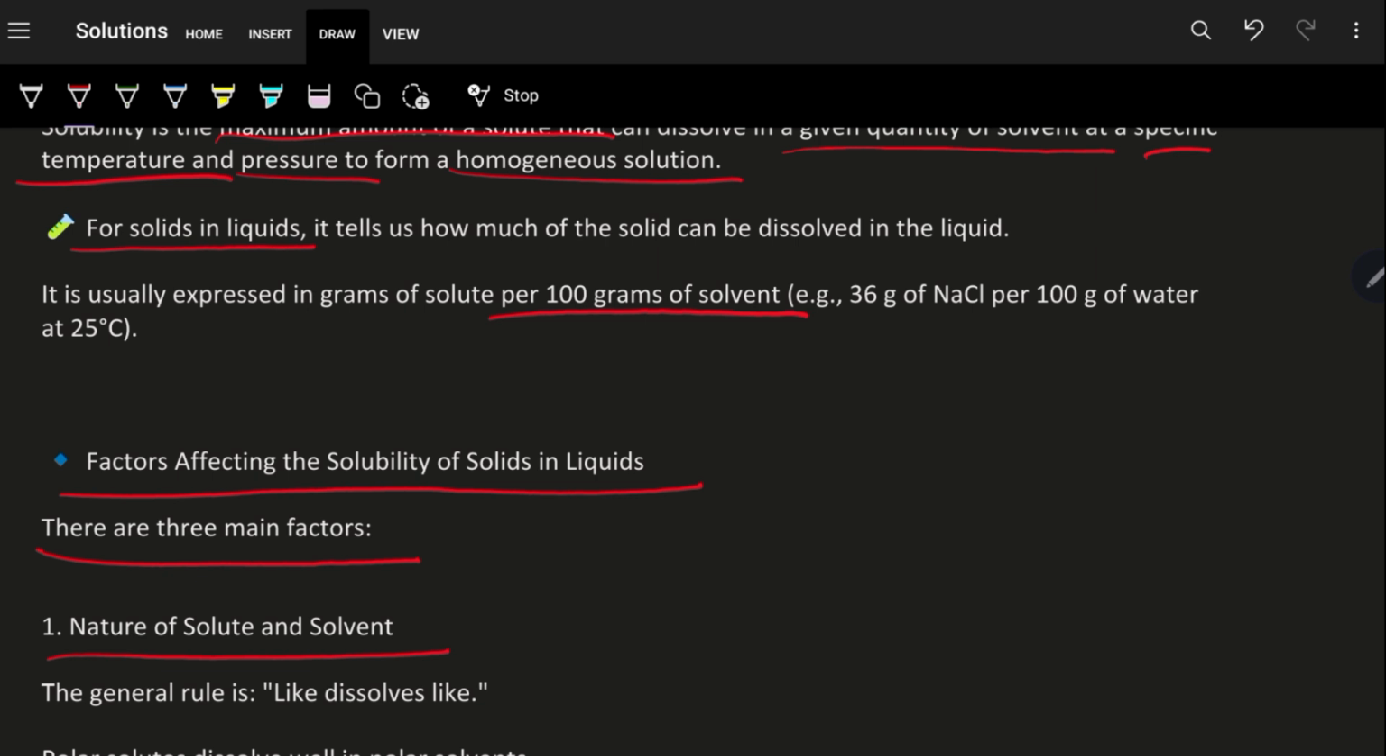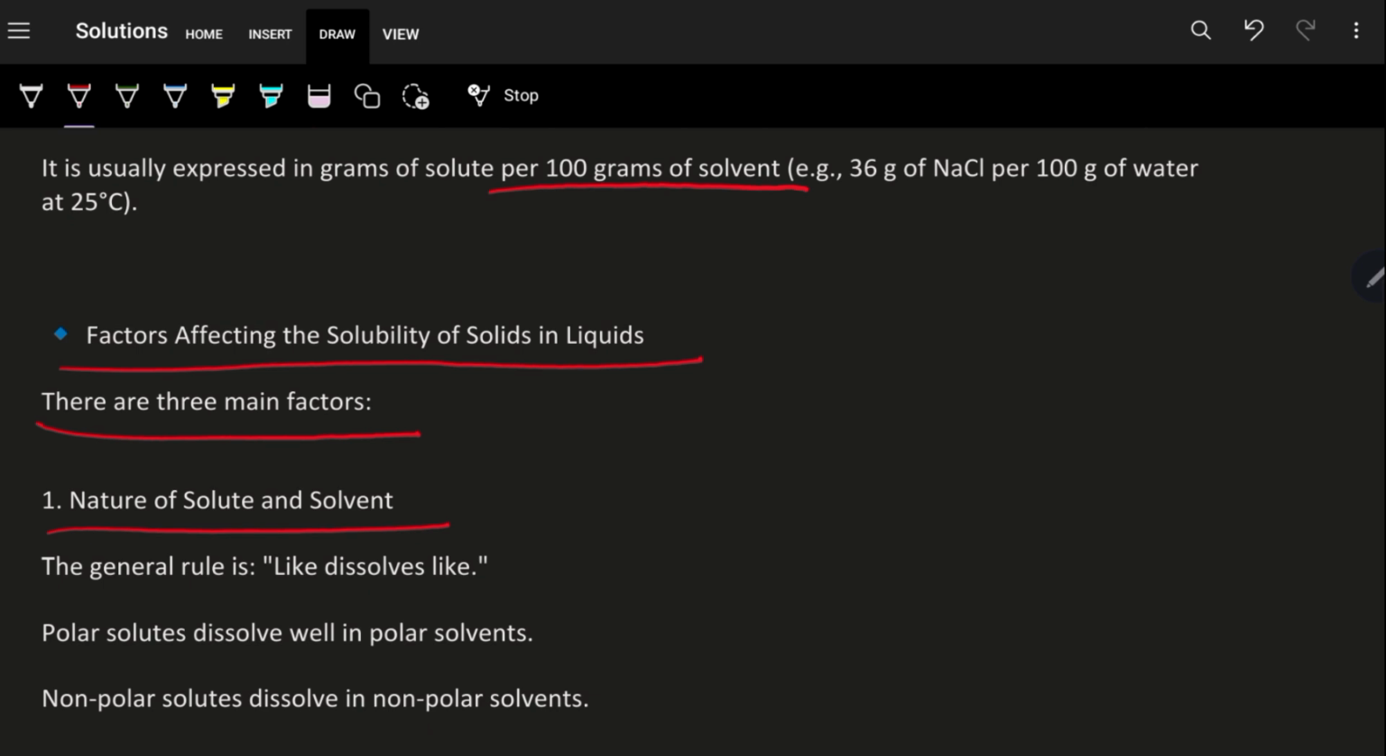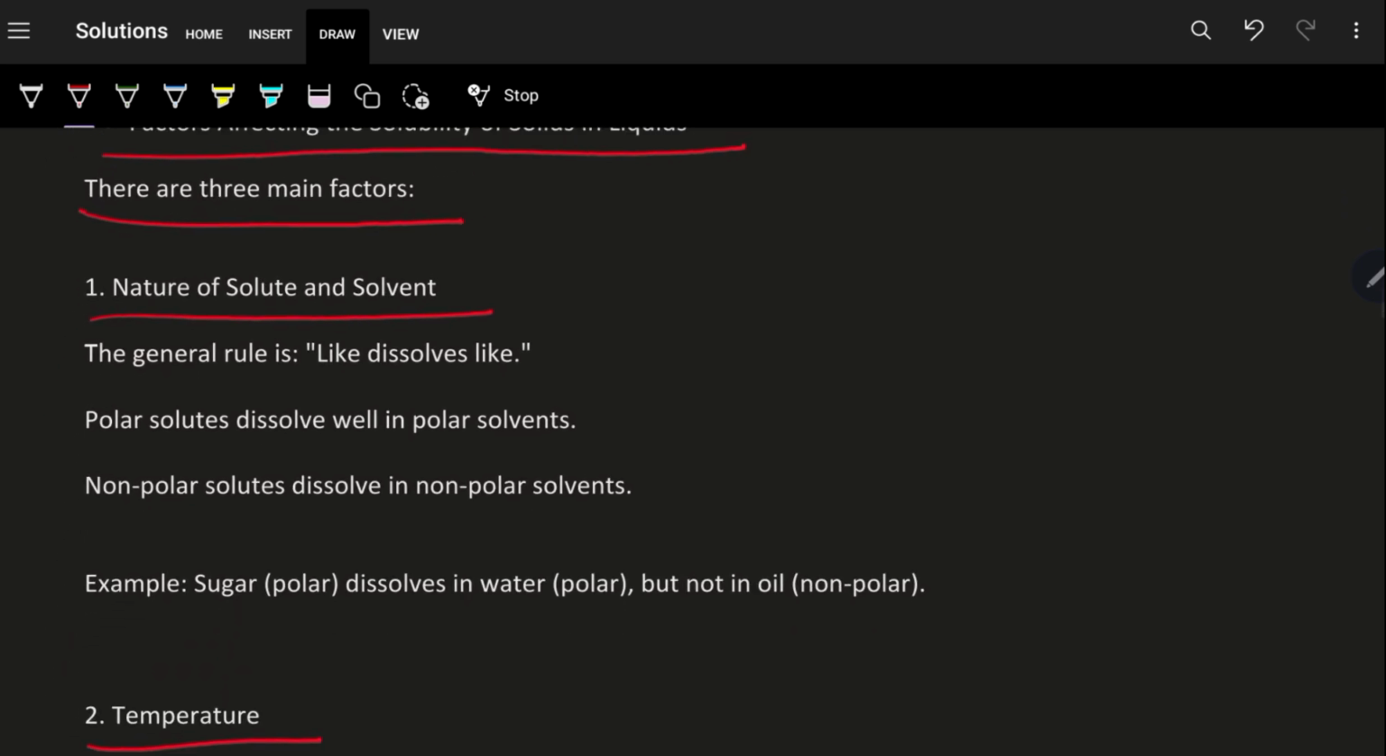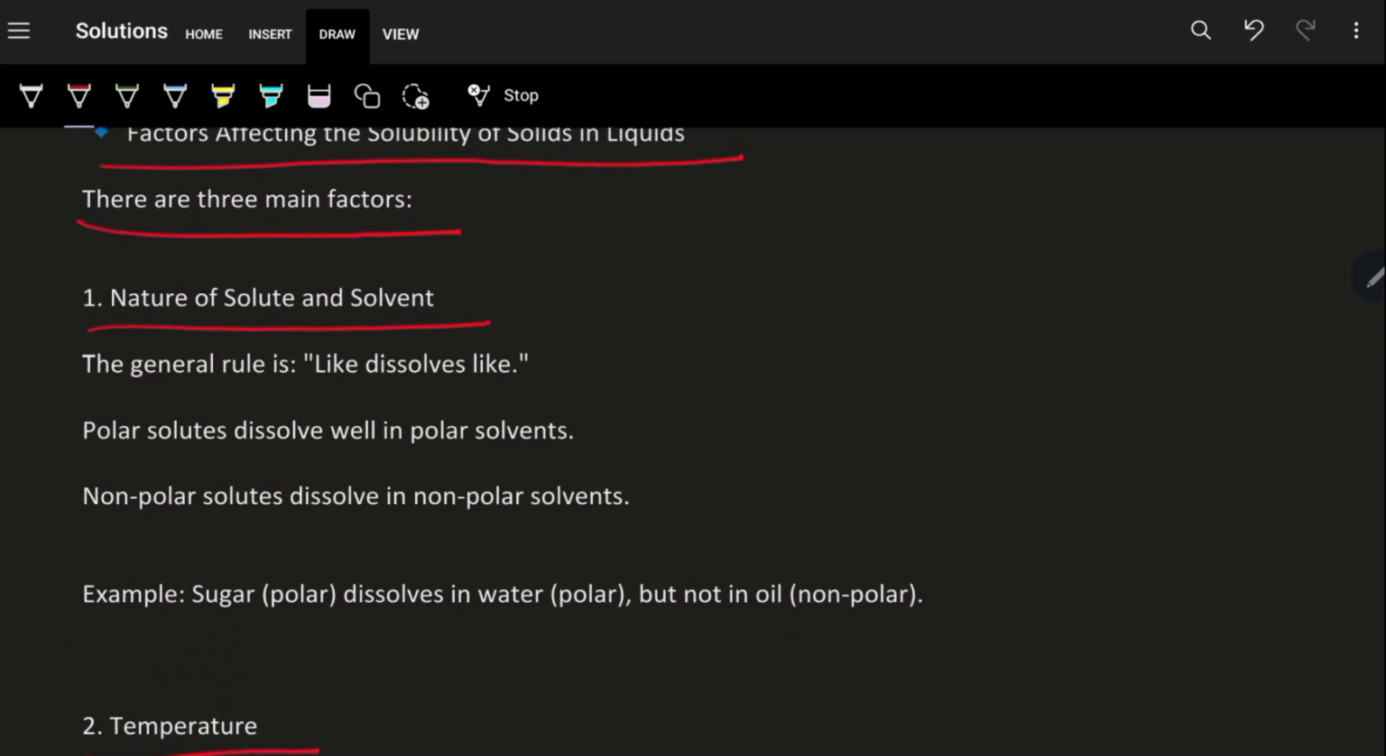And the mass of that liquid is kept fixed at 100 gram at a particular temperature. Example, 36 gram of NaCl per 100 gram of water at 25 degrees Celsius. Now, what are the factors that affect the solubility of a solid in a liquid? There are many factors, out of which there are three main factors.